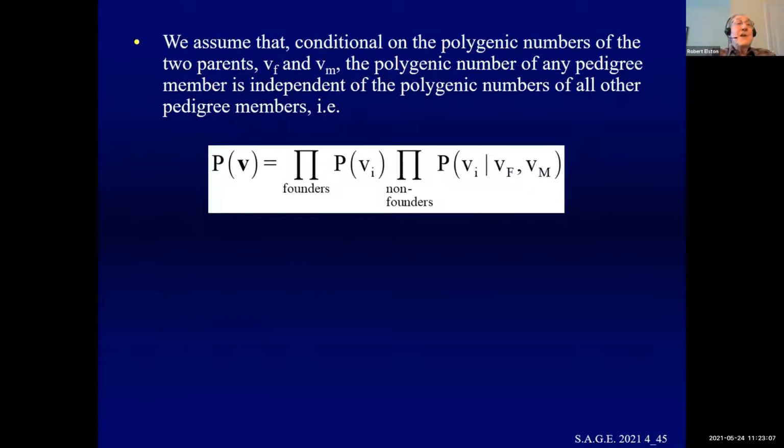So we assume that, conditional on the polygenic numbers of the two parents, VF and VM, the polygenic number of any pedigree member is independent of the polygenic numbers of all the other pedigree members. In other words, we can write it in this form. This is for the founders, and the non-founders, they're just assumed to be independent.